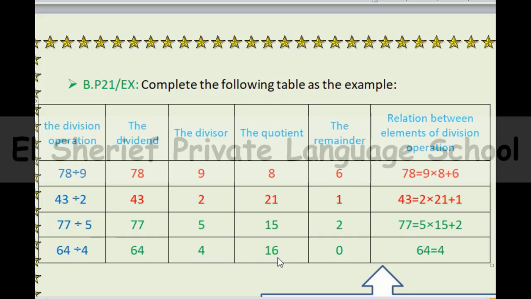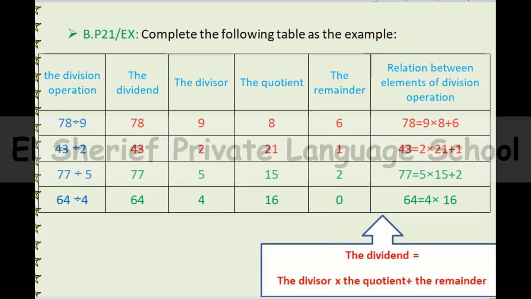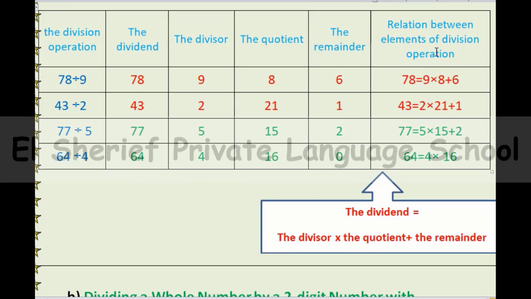4 times 6 equals 24, and we carry 1. 4 times 1 equals 4, plus 2 equals 6. So the remainder equals 0, and 64 equals 4 times what? Times 16.